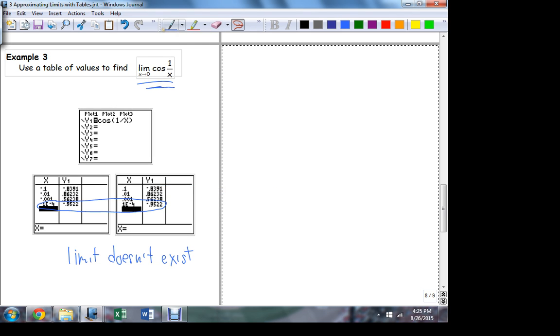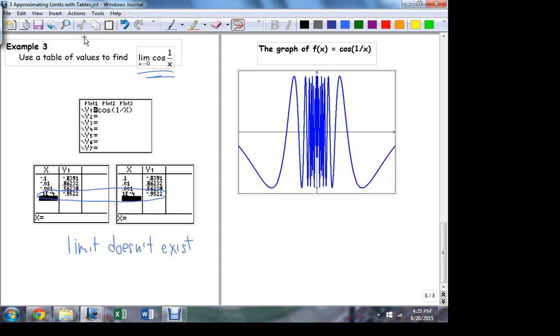So what's going on here? Here's a graph of the cosine of this function. What's happening? Well, as x gets closer to 0, 1 over x is going to infinity. And so the cosine function is running through all of its cycles more and more quickly. As the argument gets larger and larger, the cosine function is just running through all of its cycles, up and down, endlessly, more and more quickly. It's not settling down. It's continuing to run through its cycles.